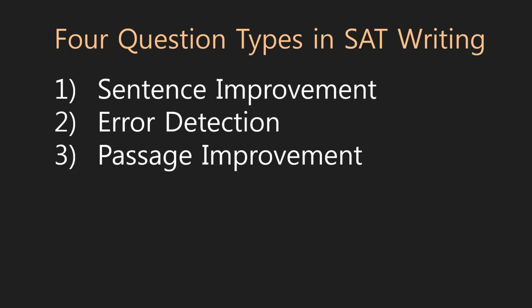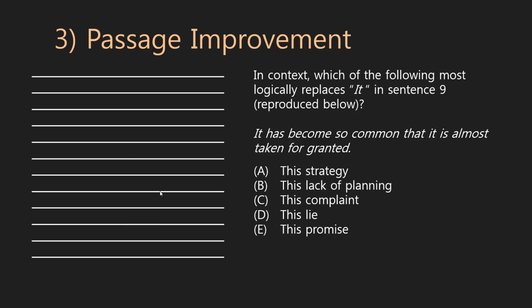The third type of question is called passage improvement. And this is one of the shortest parts. There's only 5 questions usually for passage improvement. And it's based on a passage that you'll be given. So there'll be a little reading passage, usually about 2 to 3 paragraphs. And after you read that, your job is to answer some questions associated with that passage.